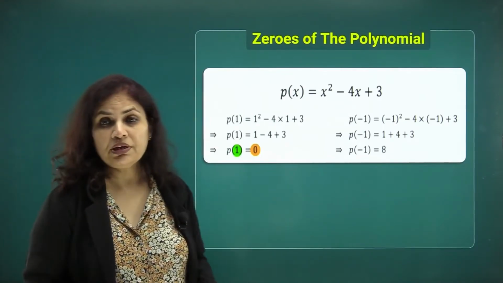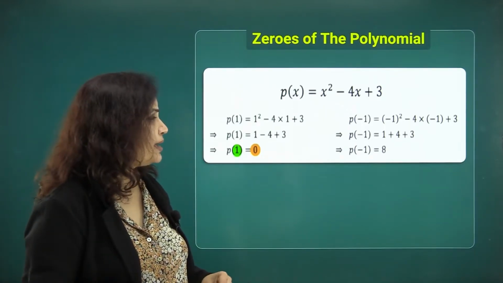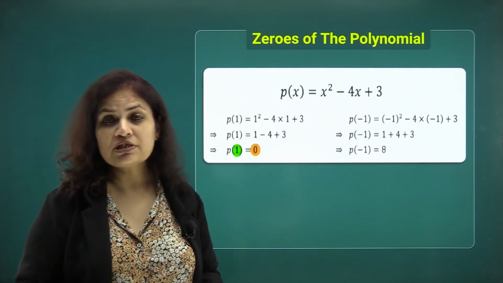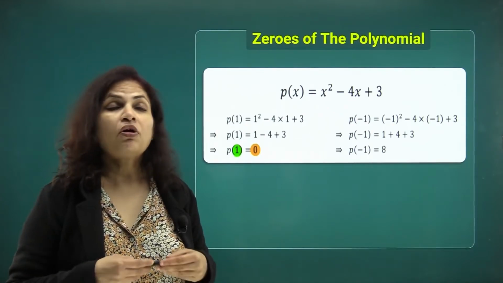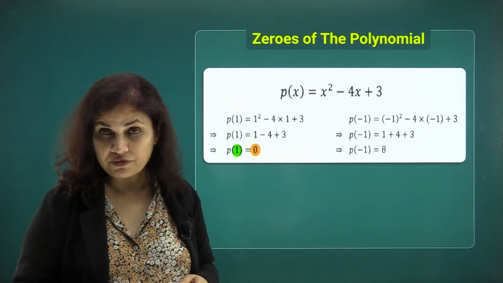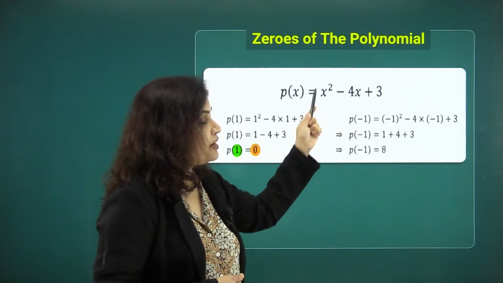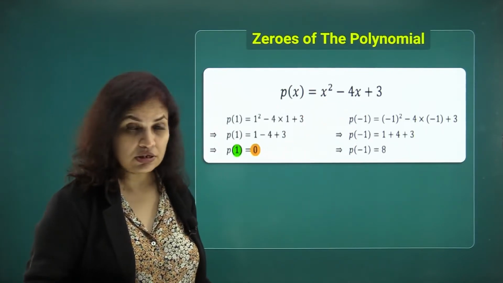Now, what do we mean by zeros of the polynomial? Suppose we have a polynomial p(x) equal to x square minus 4x plus 3. When I am talking about the zeros of the polynomial, I am talking about that value of x which will make this expression equal to 0.